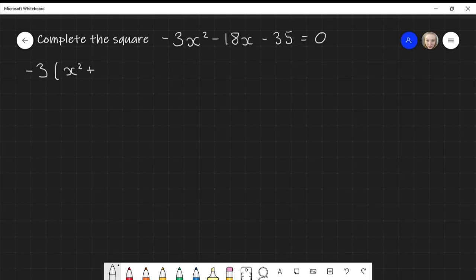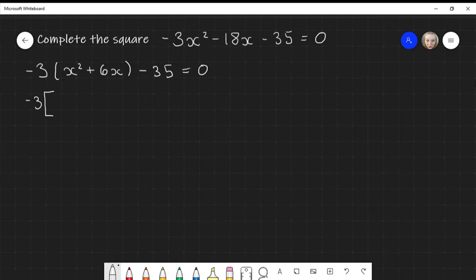And then 18 divided by 3 is 6, so this will become 6x. And you can times that out and you can double check that you do indeed get minus 3x squared minus 18x, and then carry on with the rest. Again, square brackets, because everything in the square brackets is times by minus 3.